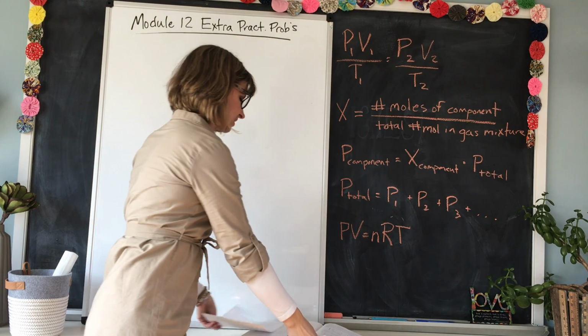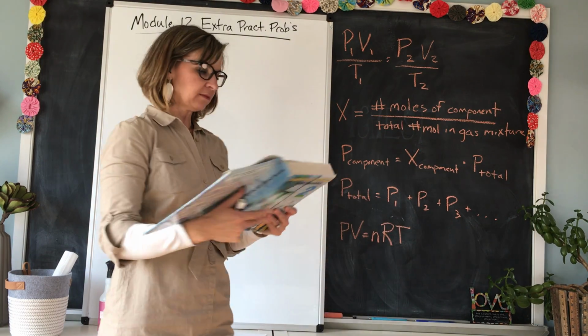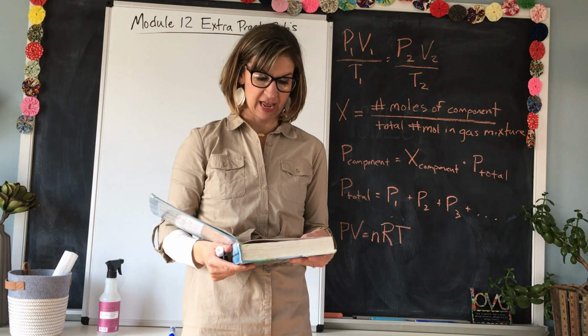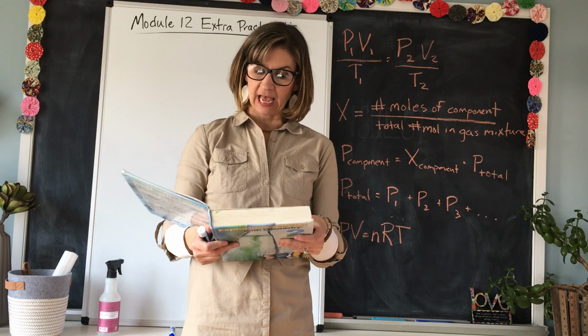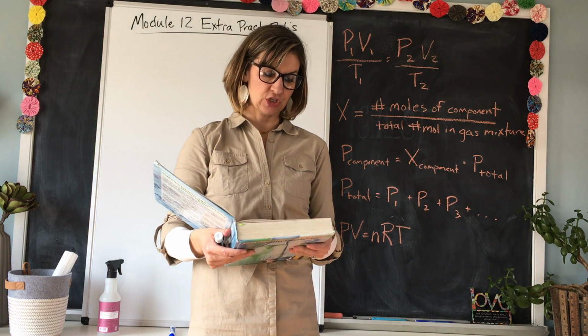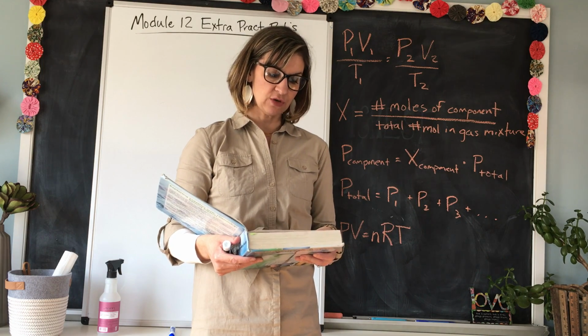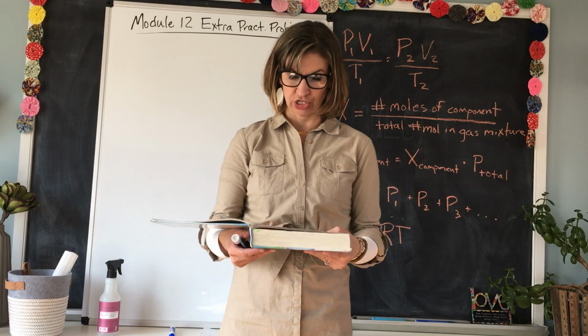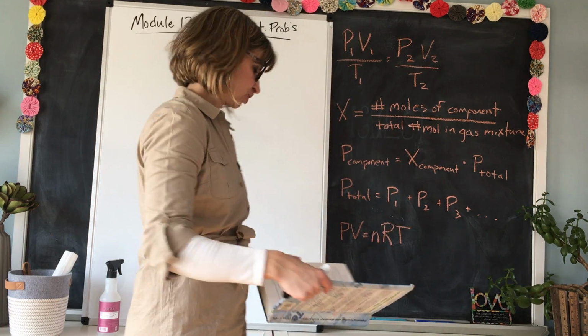All right, number 5 says, a mixture of gases has a pressure of 1.5 atmospheres. The mixture is analyzed and found to contain 0.200 grams of H2, 4.00 grams of CO2, and 1.45 grams of N2. What is the partial pressure of each gas in this mixture?